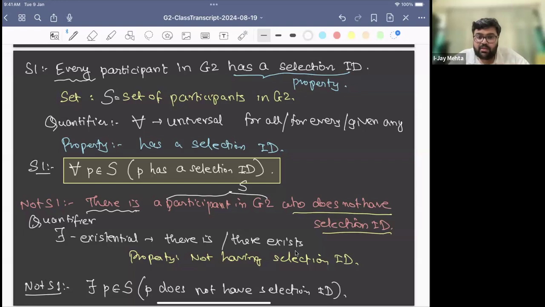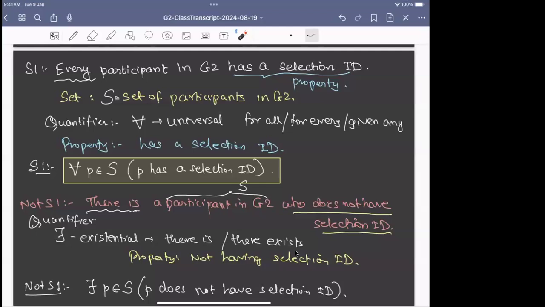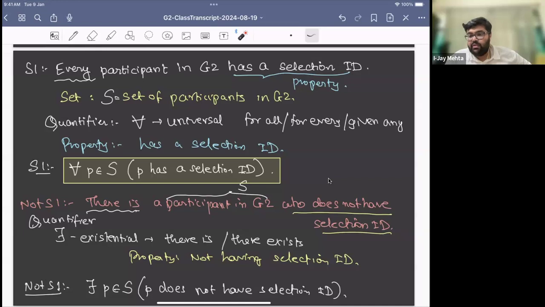No, how will you check the statement is false? You know, what happens in negation? The statement is false when we negate it. How do you check the statement S1 is false? How will you check? I am saying every participant in G2 has selection ID. If you check and you say that it is false, what is the process you will follow? When will you say? Will you ask everyone? When can you say that the statement is false? Yes, sir. When will you tell me? When will you feel the statement is wrong? When can you decide the statement is false?